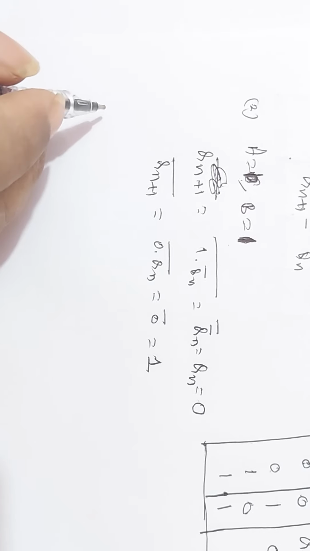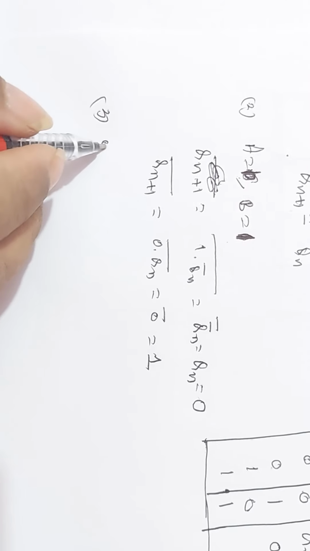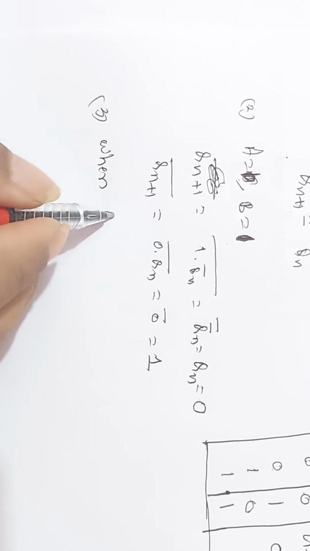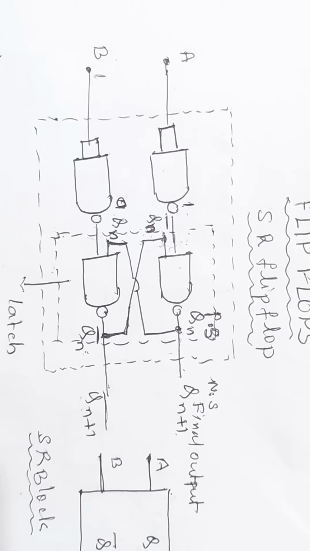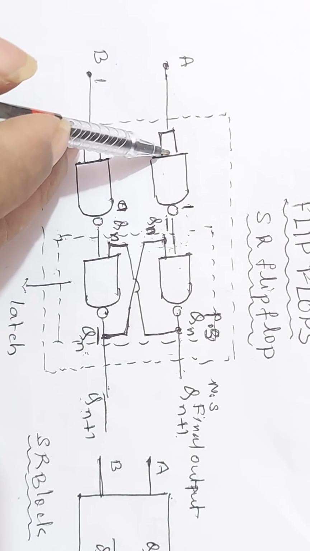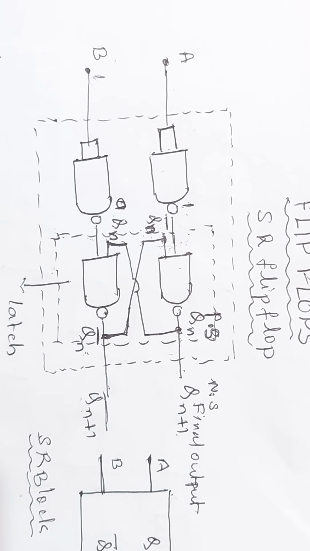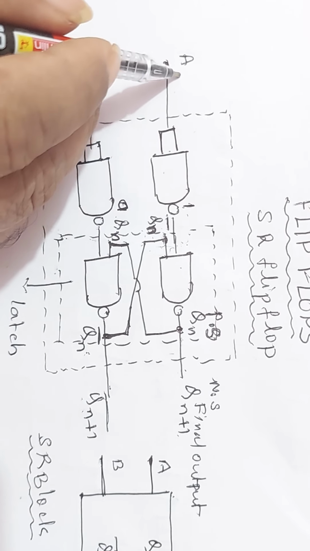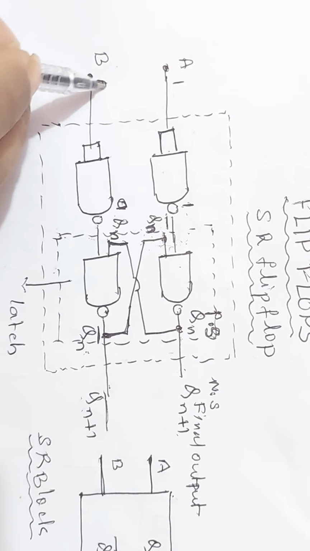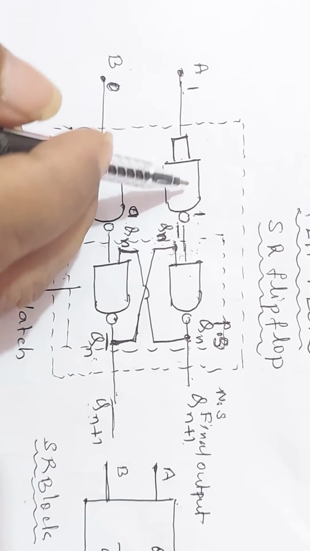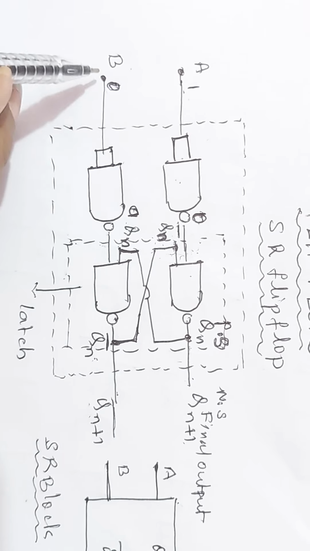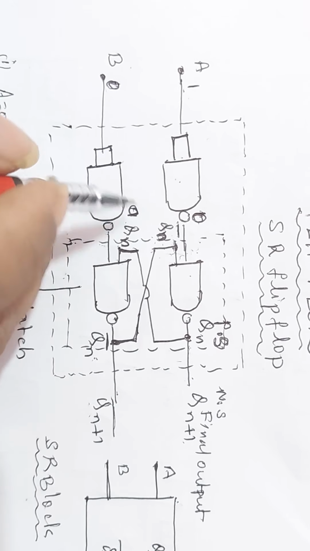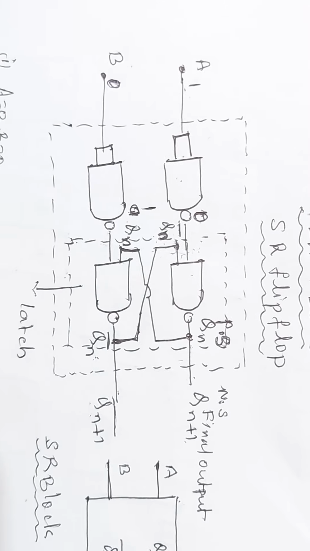Let us consider the third case, when A equals 1, B equals 0. Let us see what happens. See this circuit. When A equals 1, B equals 0. When A equals 1, the complement of A goes to 0. Since the input is 0, the output of this NAND gate goes to 1.